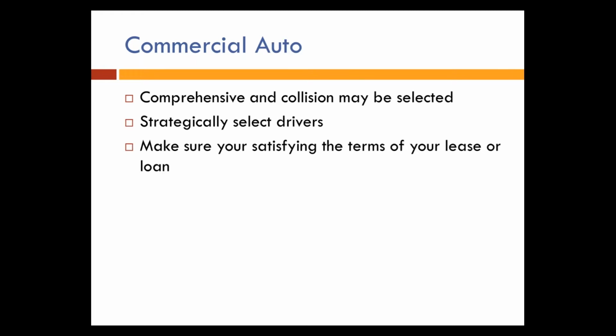Now, this is also making sure you are satisfying the terms of your lease or loan. If you have a lease or a loan, make sure that the people that are writing your insurance are aware that you have terms that you need to meet. Just like when you're buying a car, they may say, if you're getting a loan, you need to have comp and collision on it, or you need to have a certain amount of liability coverage. That's something that could be put in place on your commercial loans as well.